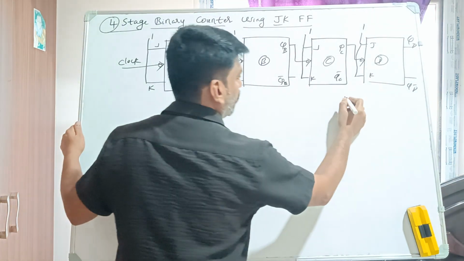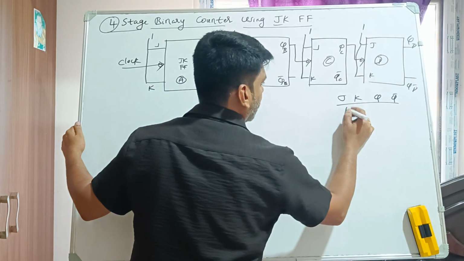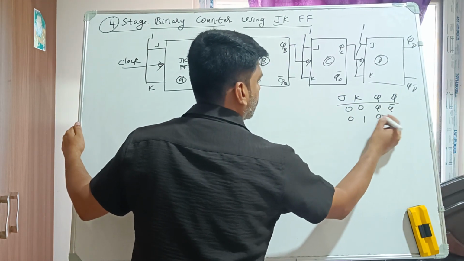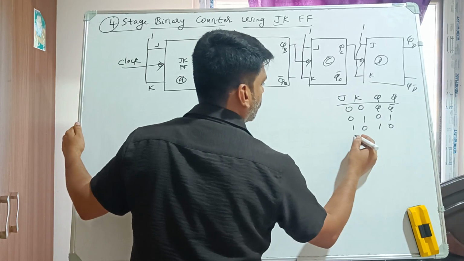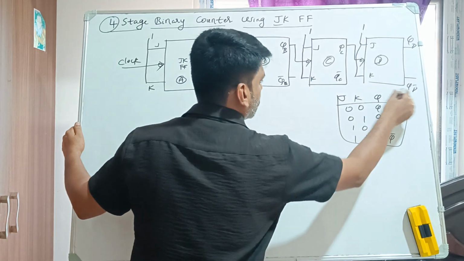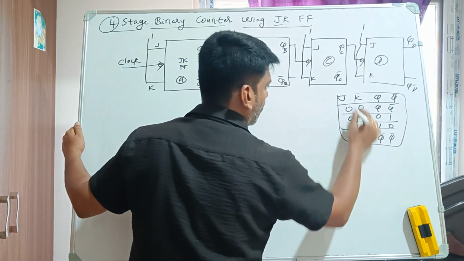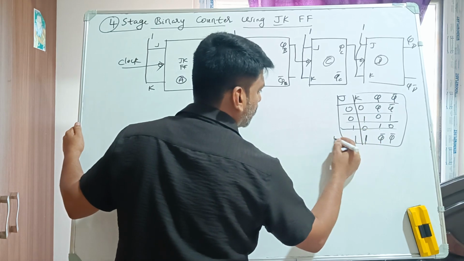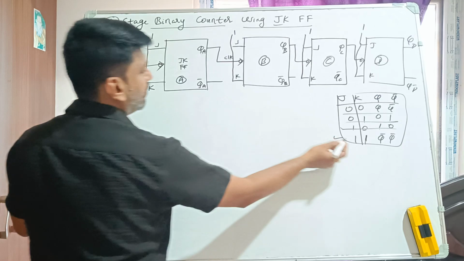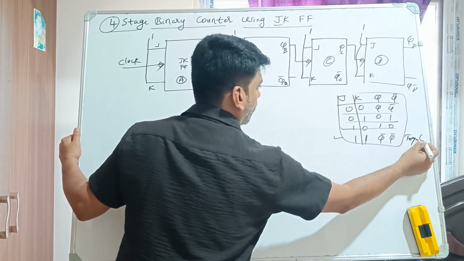Before drawing the diagram, we should write the truth table for JK. When 0 0, no change. When 0 1, 0 1, 1 0, 1 0. When both are 1 1, toggling, Q bar and Q, right? The fourth condition is very important, right? J and K both are 1 1, because we have taken this condition. We have considered the fourth condition, so toggling should happen, right?